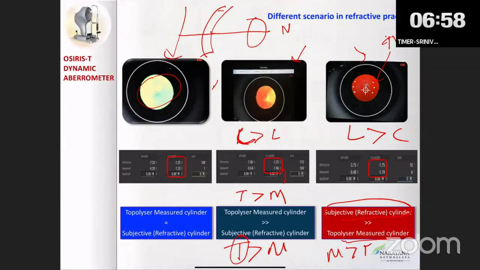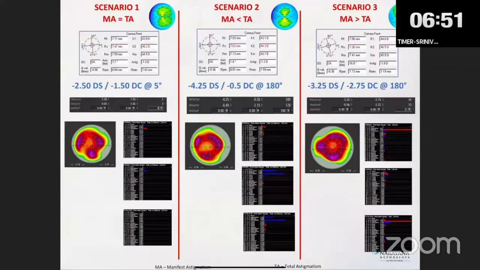When this is more, it means that your lens is the culprit, because these accommodative changes are very important in understanding these scenarios. And this exactly picturizes it. This is your cylinder from the topography. And you can see that they're all measured from the cornea. They are all topographic cylinder. And whatever is coming here is from your topography. The topography is more than the manifest out here, which is very important.